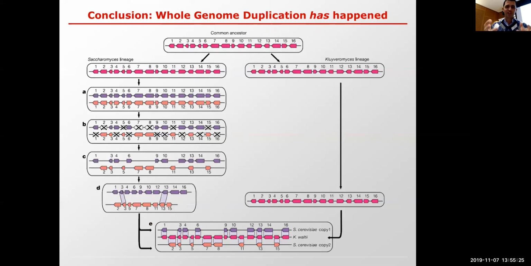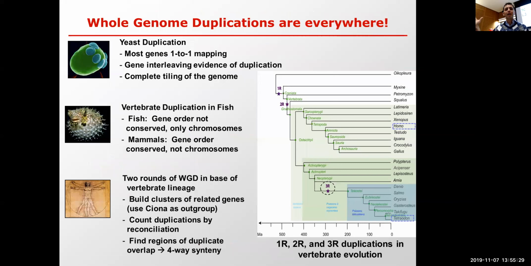It turns out that this picture is now in textbooks, which is pretty rewarding. So that was yeast. Yeast had a whole genome duplication. Most of the genes are still showing 1-to-1 mapping. 92% of the genes are unique.